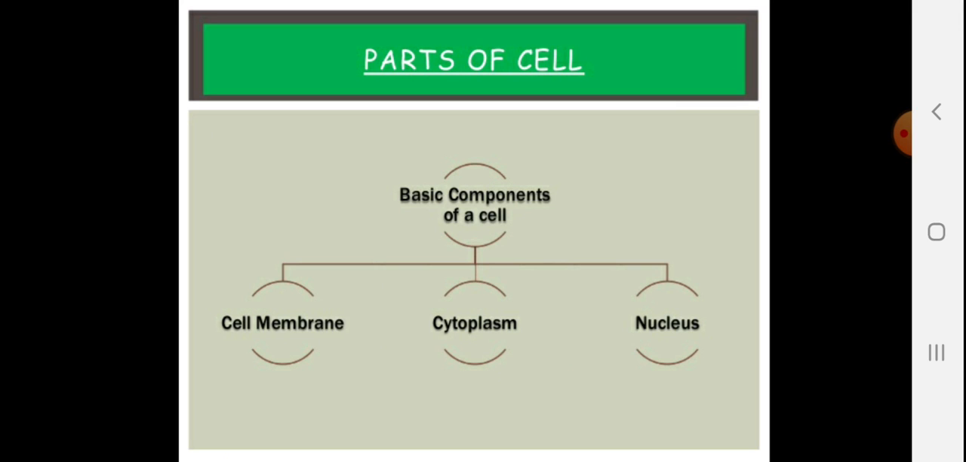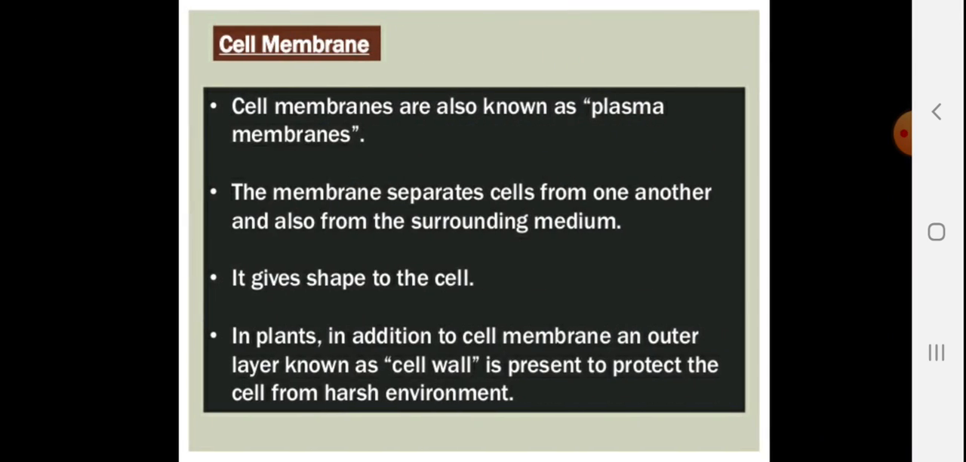Parts of the cell. The basic components of a cell are the cell membrane, cytoplasm and nucleus. So, I would say CNC, that is cell membrane, nucleus and cytoplasm. Let's talk about the cell membrane. The cell membrane is also known as the plasma membrane. The membrane separates cells from one another, and also from the surrounding medium. It gives shape to the cell. In plants, in addition to the cell membrane, an outer layer called the cell wall is present to protect the cell from the harsh environment.